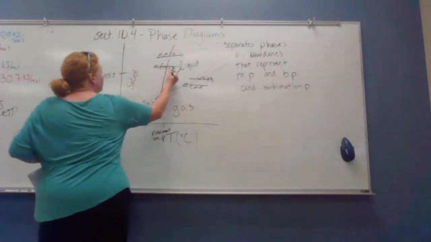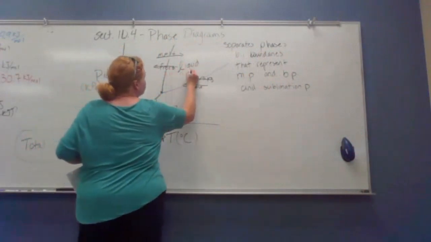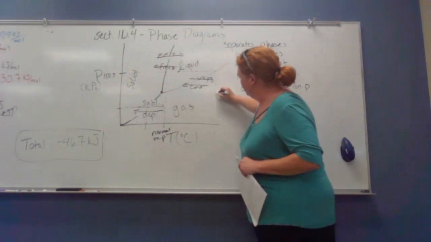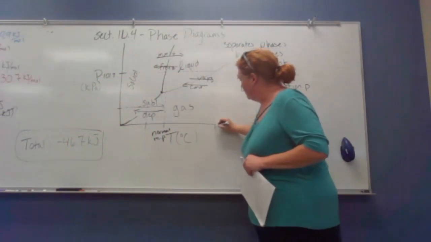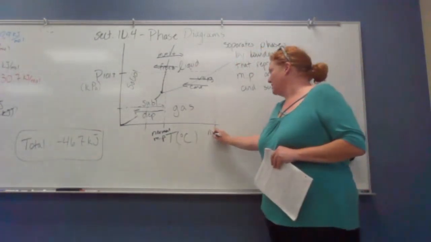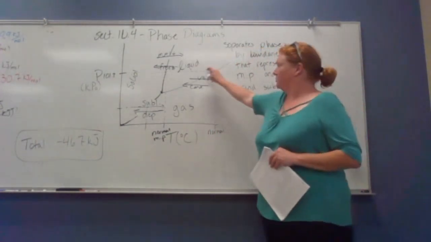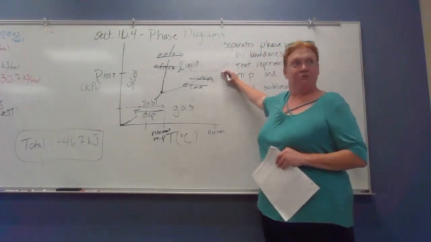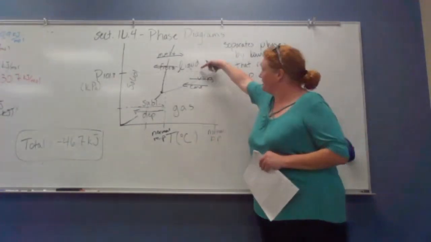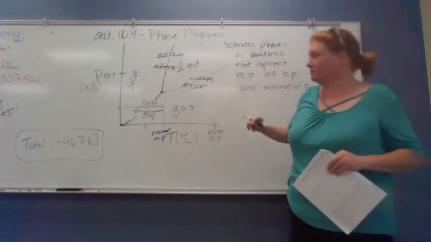Again, if I'm at 101.3 and I follow this over to this boundary, and then I drop down, what is that temperature called? That's our normal boiling point, right? Going from liquid to gas is the boiling point.